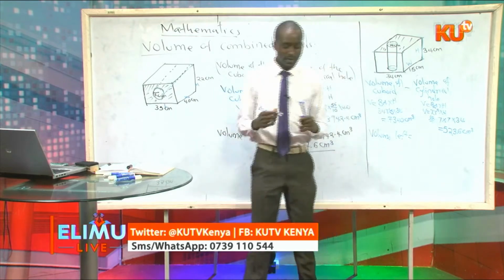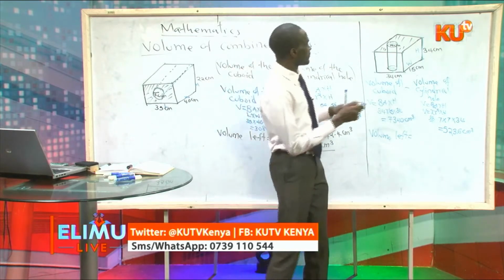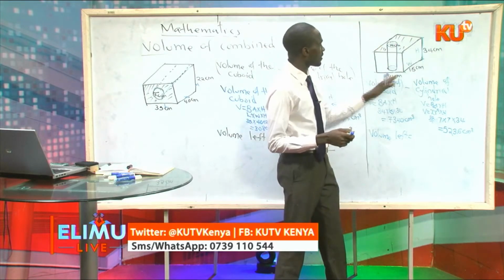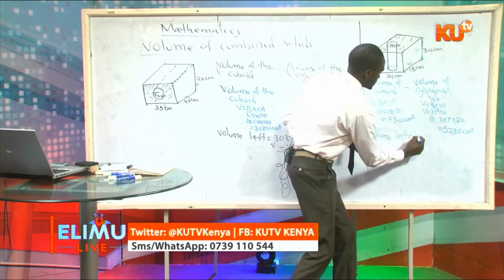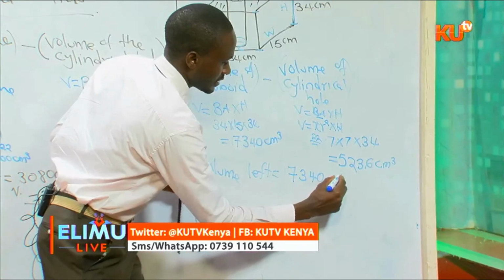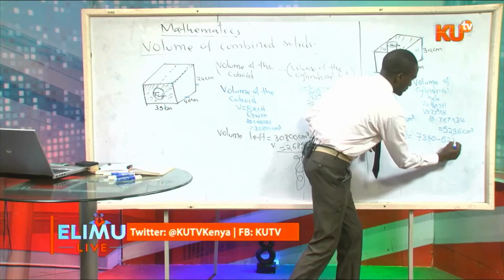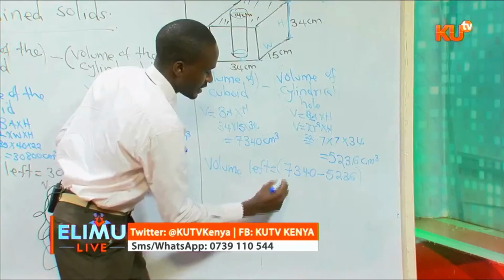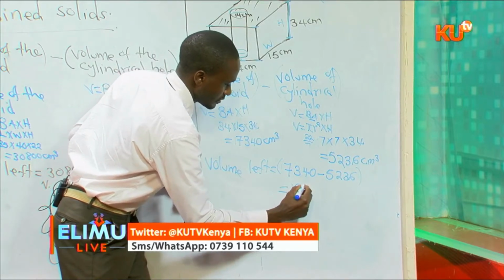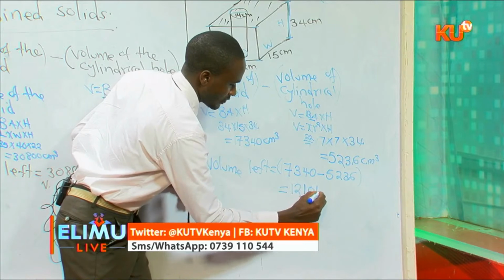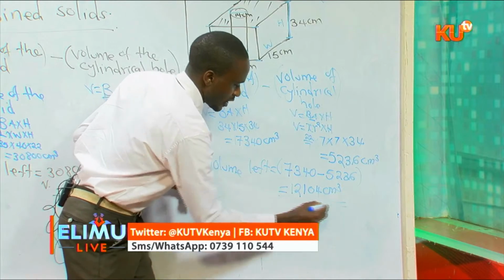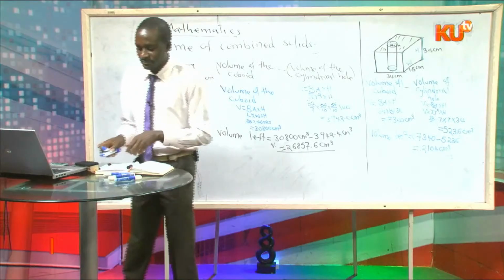Now we go to the volume left. For the volume left, you take the volume of the whole figure, which is a cuboid, take away the volume of the cylindrical hole, which is 17,340 cubic centimeter, take away 5,236 cubic centimeter, gives you 12,104 cubic centimeter. Now you have what is left.